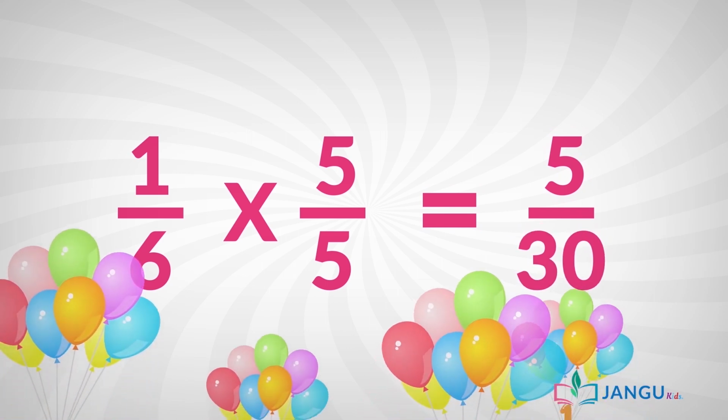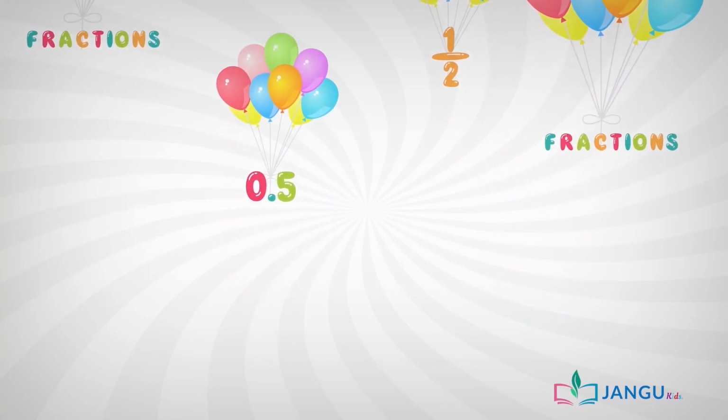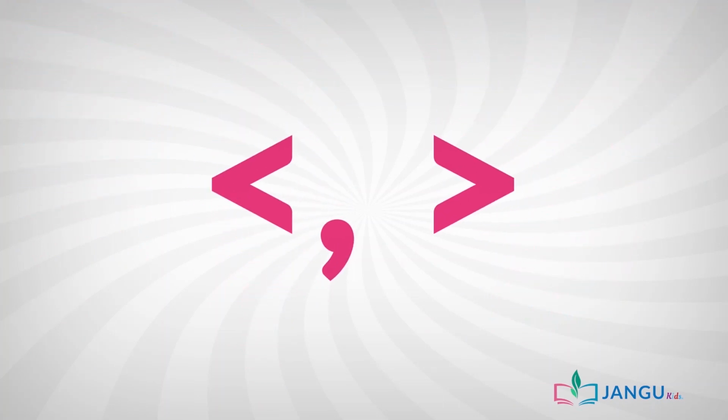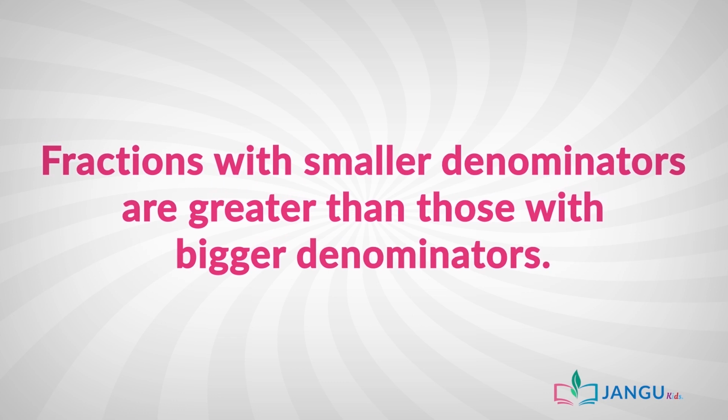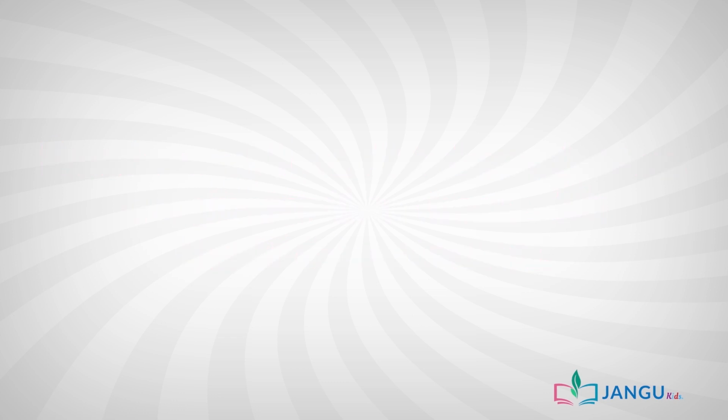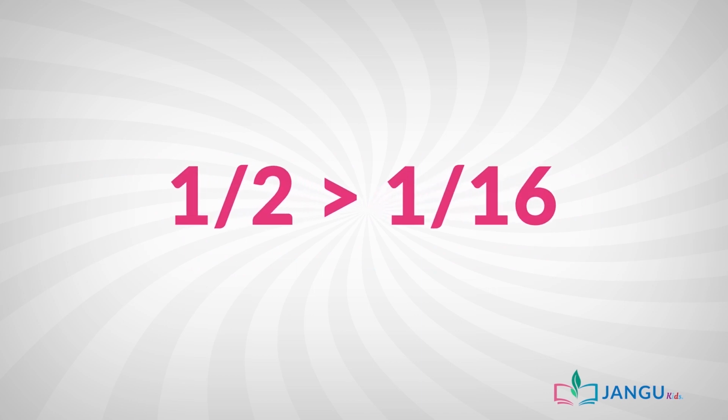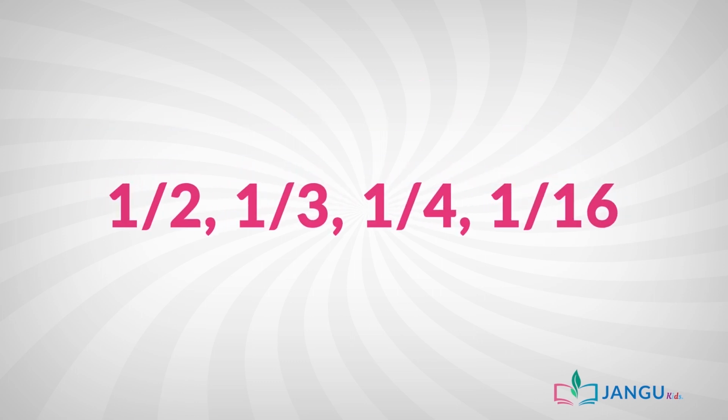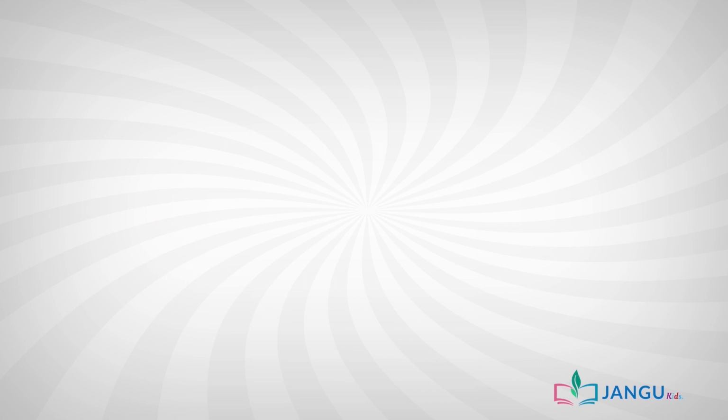Understood? Great job! Fractions can be arranged in ascending or descending order. Usually, fractions with smaller denominators are greater than those with bigger denominators. For example, 1 over 2 is greater or bigger than 1 over 16. So let's try to arrange these fractions in ascending order. That is, from the smallest to the biggest. The fraction with the biggest denominator is 1 over 16. Hence, it is the smallest fraction. So we write it first.